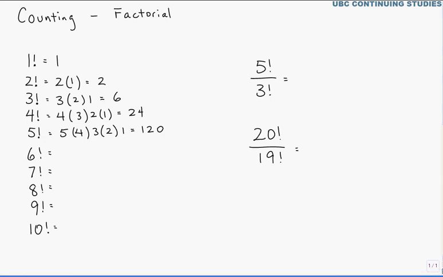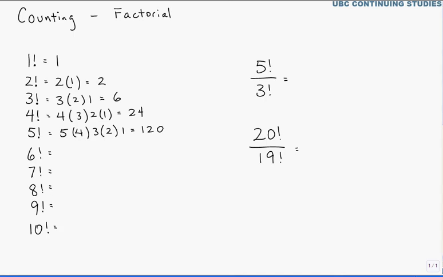The mathematics of counting is a branch of mathematics called combinatorics, and there are a few concepts from combinatorics that are very useful and may come up in your exams. The first one we're going to look at is factorial. Now, factorial has a special symbol.